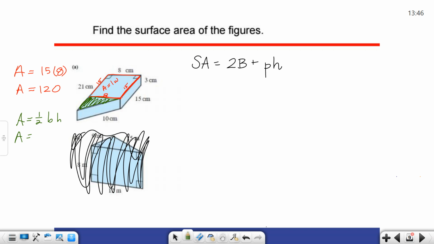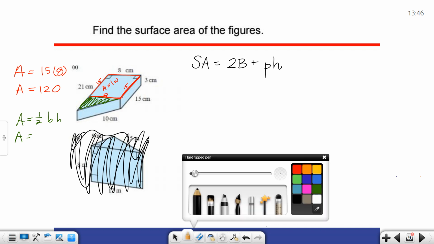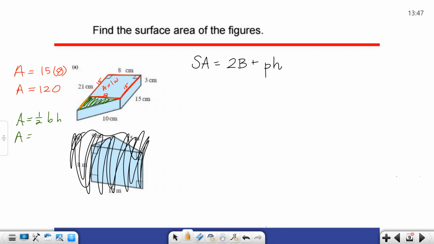Okay, the base is this part right here. Let me get a different color for a minute. I know that whole side is 21, right? And the red part is 15. So 21 minus 15 would leave me with 6. Okay, so the base of this one would be 6. And the height of it would be this height right here, which would be 8.